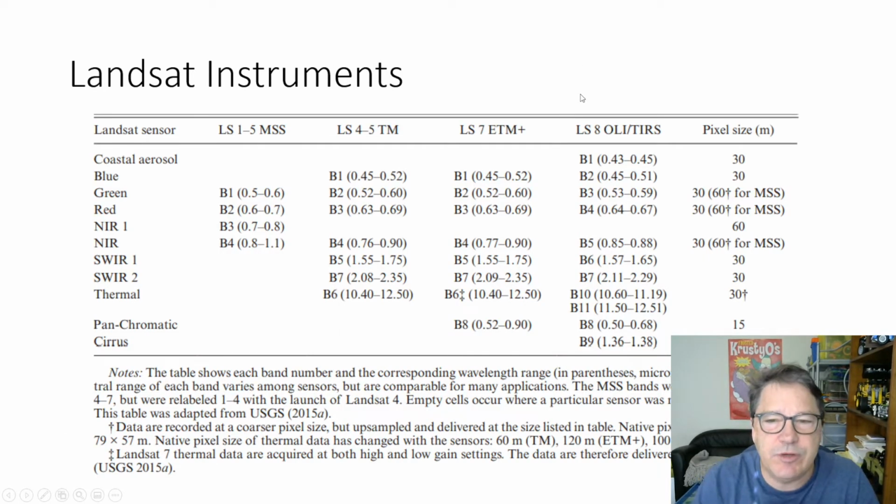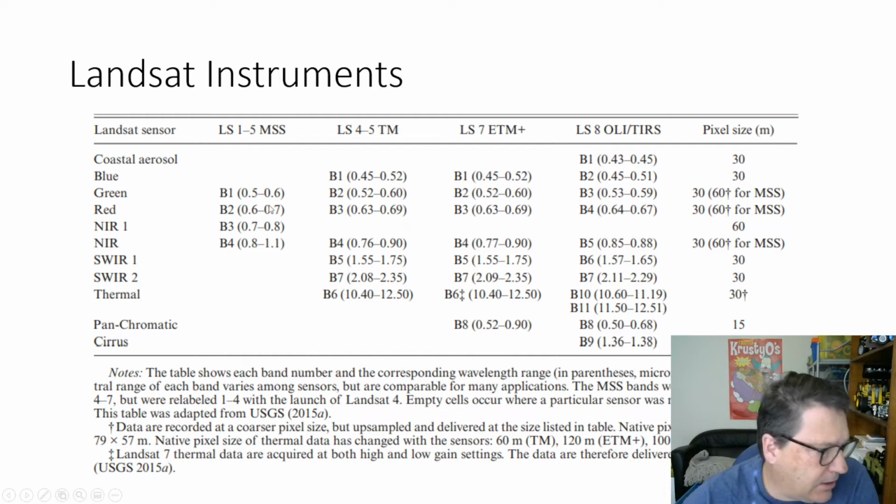So here's the instruments, and this is taken from the paper that I talked about earlier. So Landsat 1 through to 5 had an MSS instrument, and you can see it here. You can see it doesn't have a blue band, it just has green, red, and these near-infrared bands. So that's not what you'd call a modern instrument.